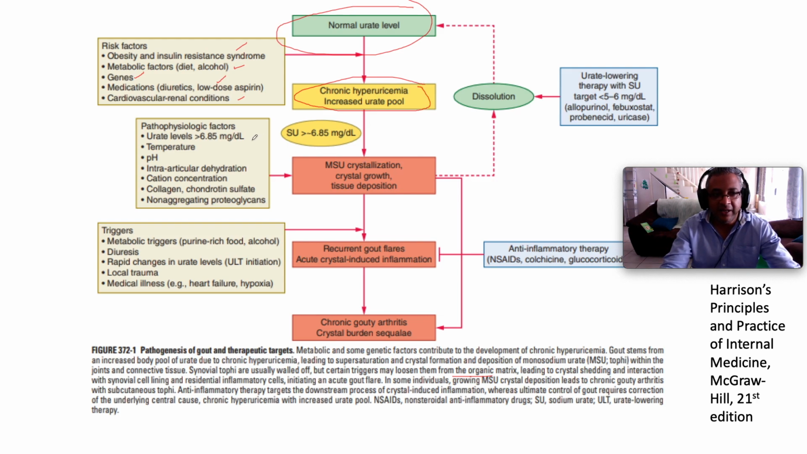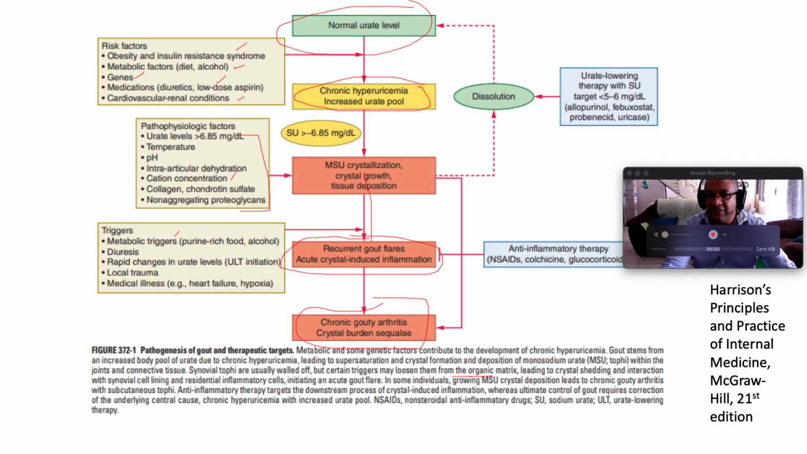This will then lead, when exposed to certain pathophysiological factors like high urate, temperature, pH, intra-articular dehydration, cationic concentration, collagen, chondroitin sulfate, non-aggregating proteoglycans, to monosodium urate crystallization, crystal growth, and tissue deposition. Okay, this can then lead to recurrent gout flares and acute crystal-induced inflammation, right? Certain triggers include metabolic triggers, diuresis, rapid changes in urate levels, local trauma, medical illness, etc. And that eventually, if it goes unchecked, will lead to chronic gouty arthritis and a crystal burden sequelae.